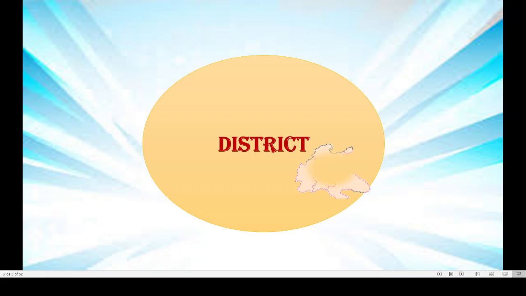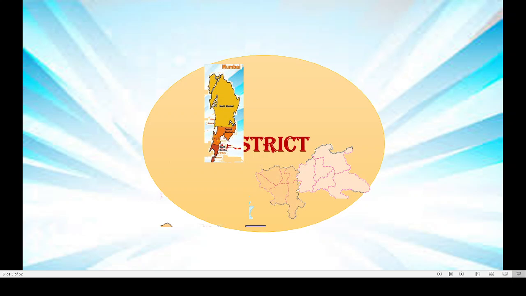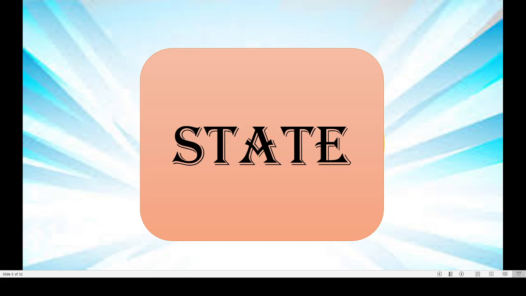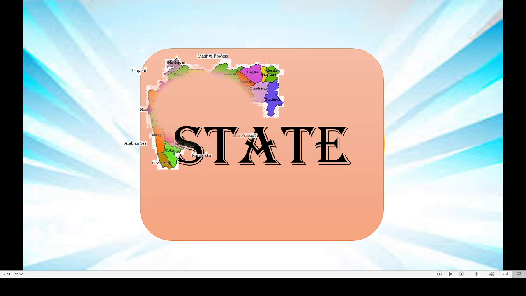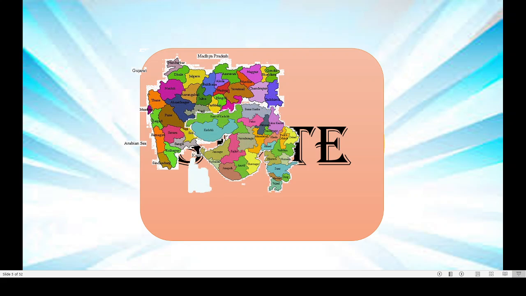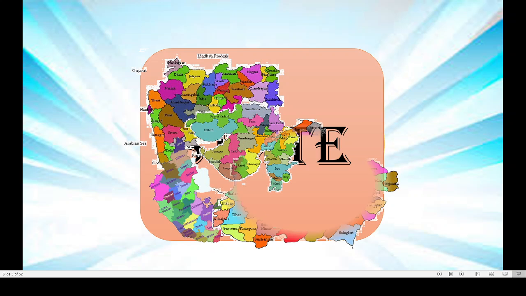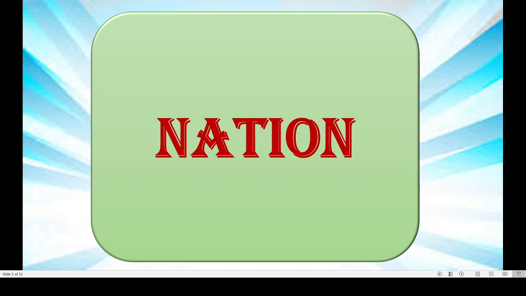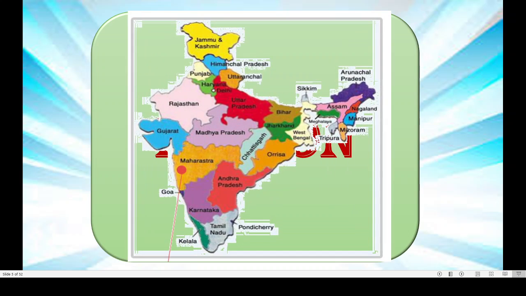Okay. And you know that Mumbai is our district. Nandurbar is there, Amravati, Jalna, like that. So many districts in Maharashtra together made a state. That is our Maharashtra state. Okay, like that, so many states are there. This is Gujarat, Karnataka, Kerala, Madhya Pradesh. So many states together made a nation. Our nation is nothing but India, our country.